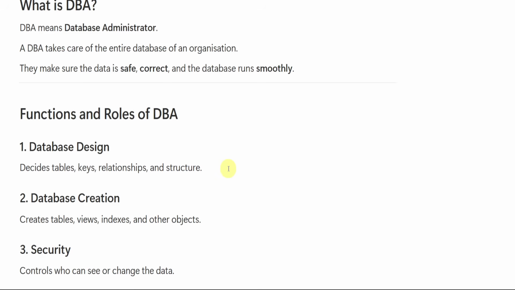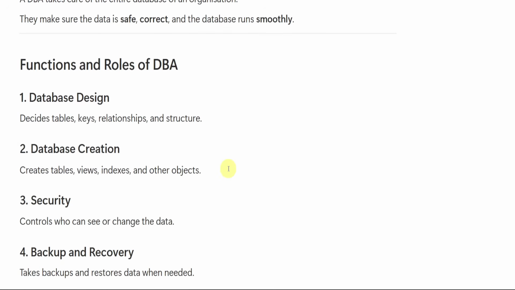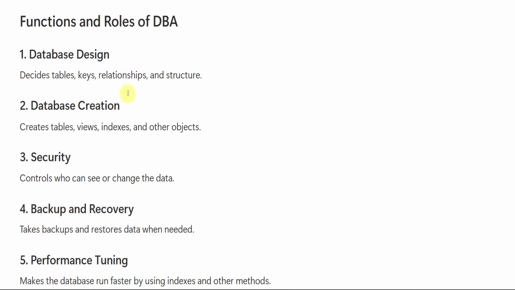Okay, so what is DBA? DBA means database administrator, who is a person who is responsible for creating the database, managing the database, keeping the data safe, and maintaining the performance of database. So जो भी आप समझे वो लिख सकते. Now let us talk about the functions and roles. First one is database design.